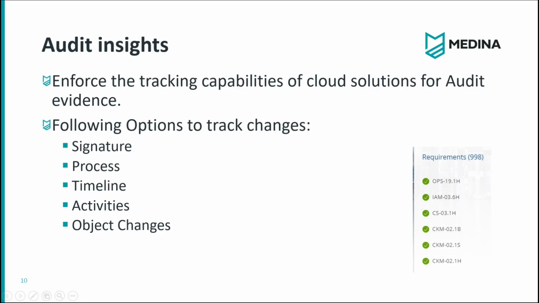Audit insights. The implementation of the company compliance dashboard also enforces the tracking capabilities of cloud solutions for audit evidence. Following options to track changes are available. Every work item a user confirmed with his signature. Everything about the process, like current status and what has happened in the past. All changes to an object can be viewed and even be reverted with the time travel function. Activities within shared spaces can be summarized and reported periodically. Every object has a log list, tracking who changed the object and when.